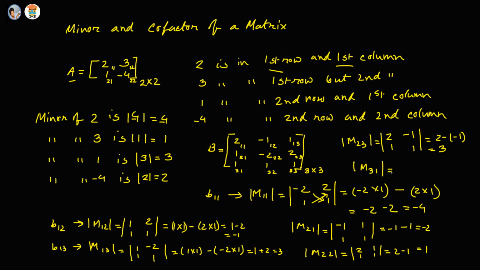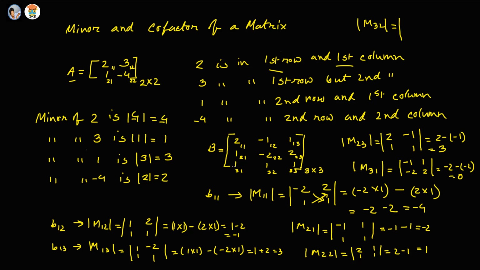M31 will be equal to, we will not consider third row and first column, so we will be left with -1, -2, 1 and 2. Therefore this will be -2 and this will be -2. So this will be 0. We have 2 elements left. Say we write it here.